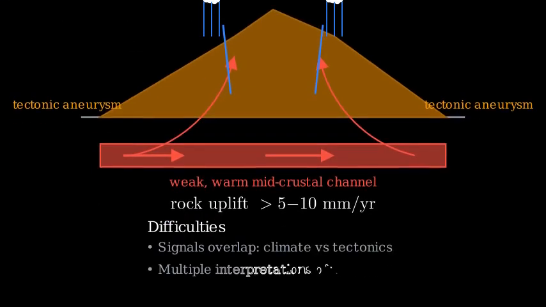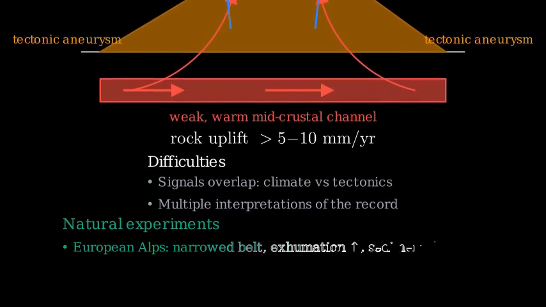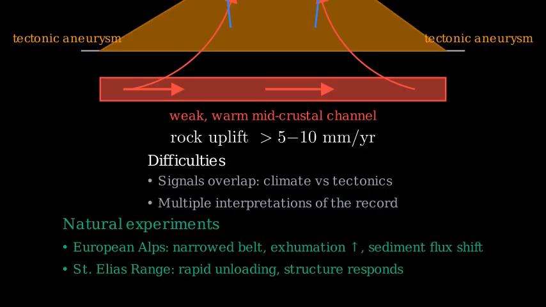Finally, it is hard to isolate climate's causal role because tectonics and climate act together. Similar geologic signals can emerge from different drivers. Even so, the European Alps and the St. Elias Range show synchronous shifts in width, exhumation, and sediment flux that line up with climate change.